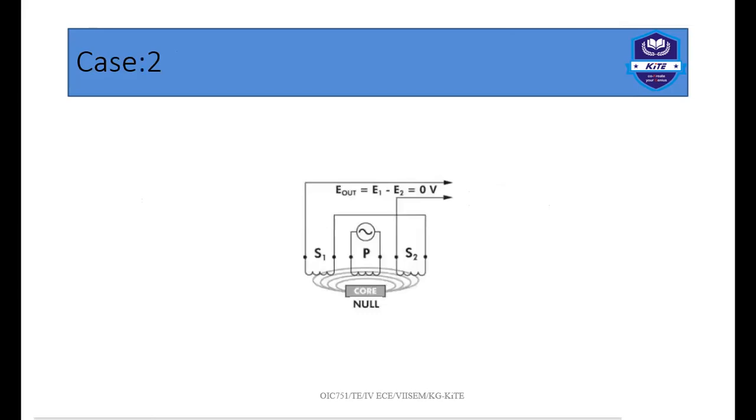So next, this is the exact diagram for this description. Observe this figure. E out is equal to E1 minus E2. What is happening here? Your core is at the center position. The flux produced in secondary winding 1 and the flux produced in secondary winding 2 cancel each other. So the flux produced in secondary winding 1 is 1 and in secondary winding 2 is 1. So 1 minus 1 is equal to 0. That represents the null voltage.